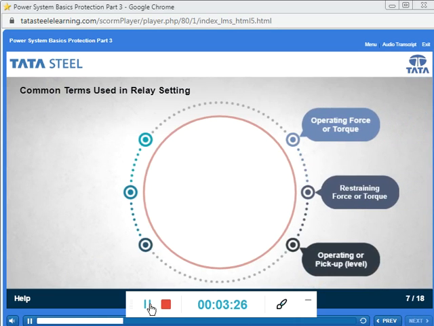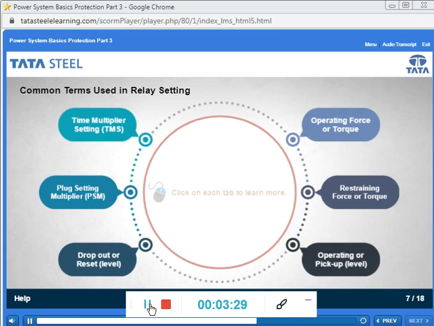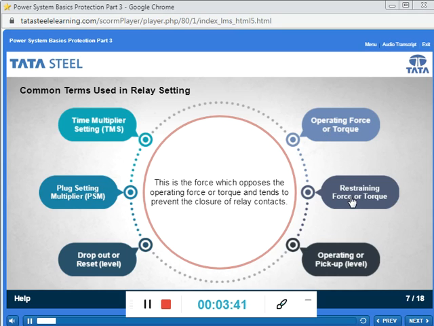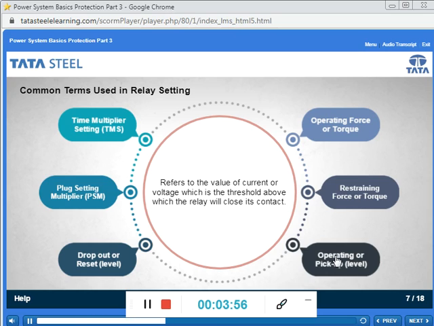Terminologies related to relay setting. Click on each tab to learn more. Operating force or torque. This is the force which tends to close the contacts of the relay. Restraining force or torque. This is the force which opposes the operating force or torque and tends to prevent the closure of relay contacts. Operating or pickup level refers to the value of current or voltage, which is the threshold above which the relay will close its contact.